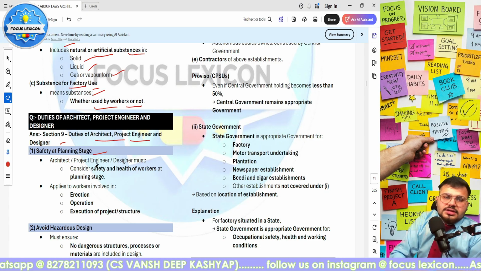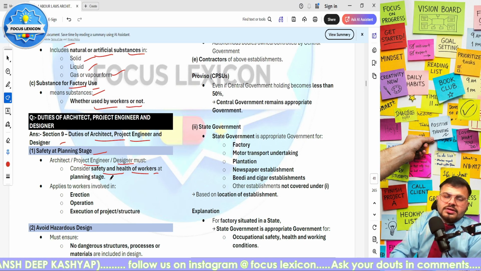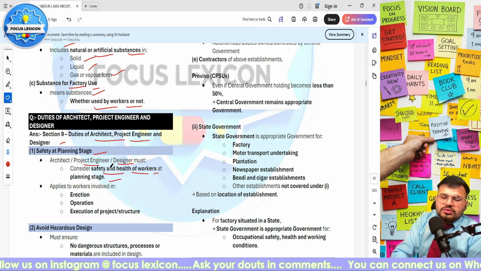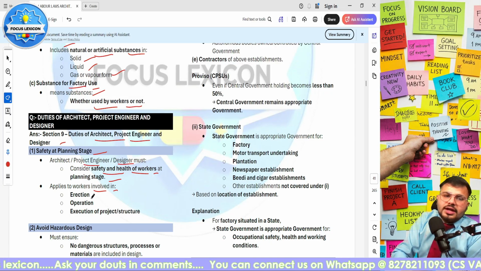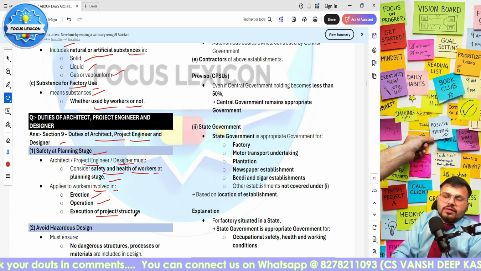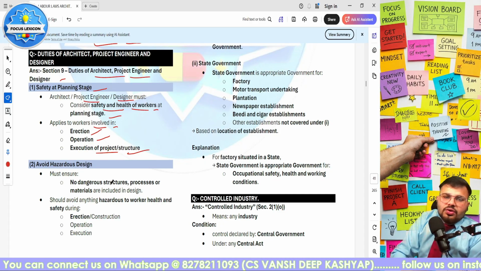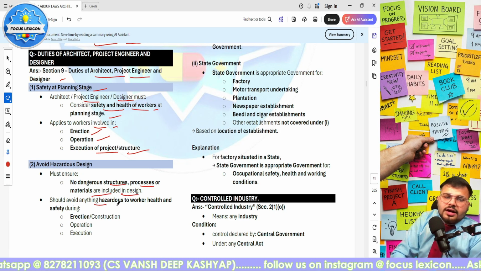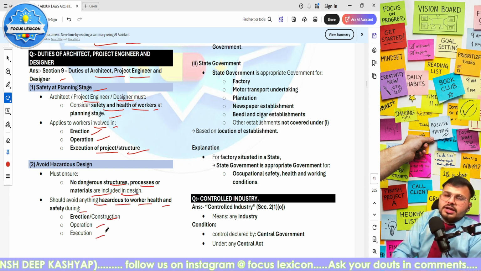Safety at planning stage. Architect, project engineer and designer must consider safety and health of workers at planning stage. Now when they are planning their assignment, they must ensure that the workers are safely handling it. This applies to workers involved in erection, operation and execution of the project structure. Avoid hazardous design. They must ensure that no dangerous structure, process or materials are included in the design. They should avoid anything hazardous to the workers' health and safety during erection, construction, operation and execution.